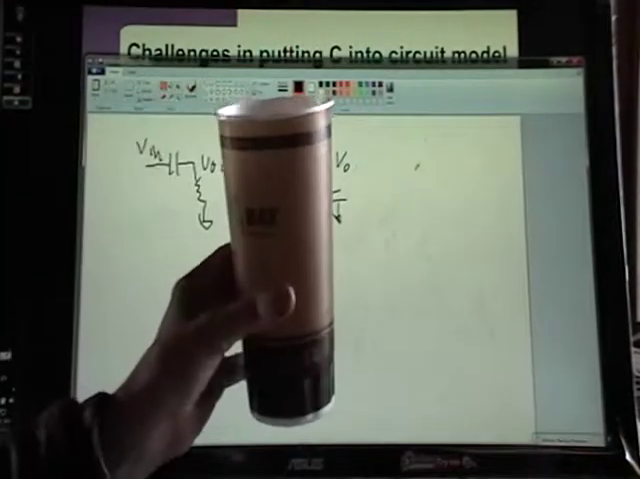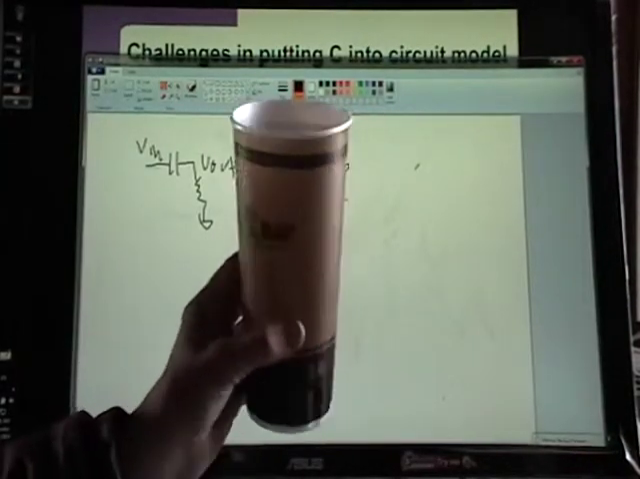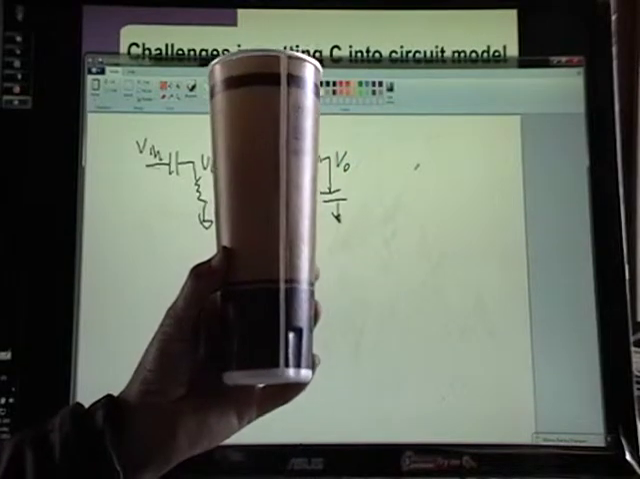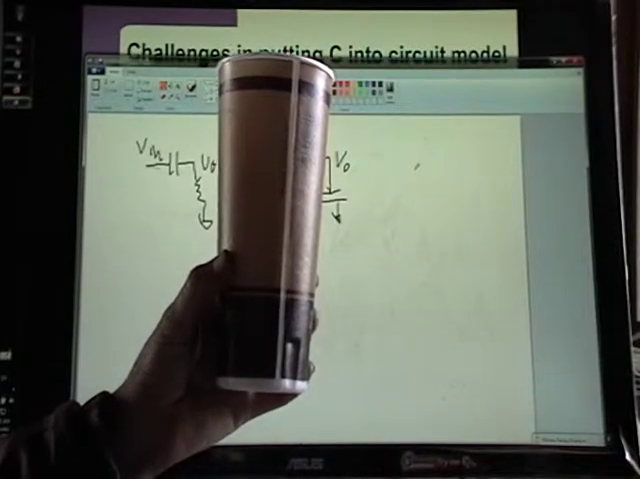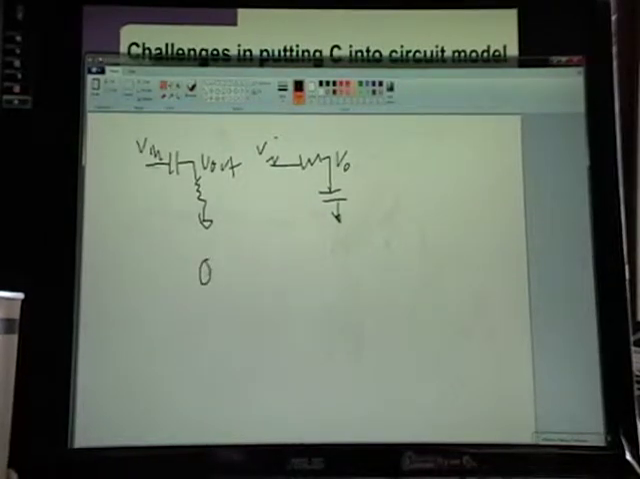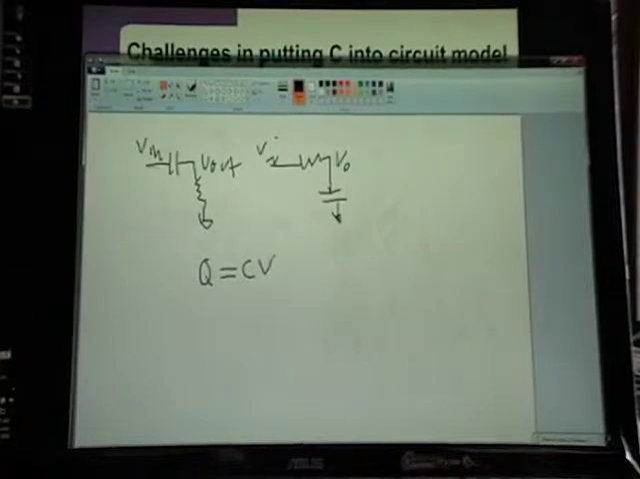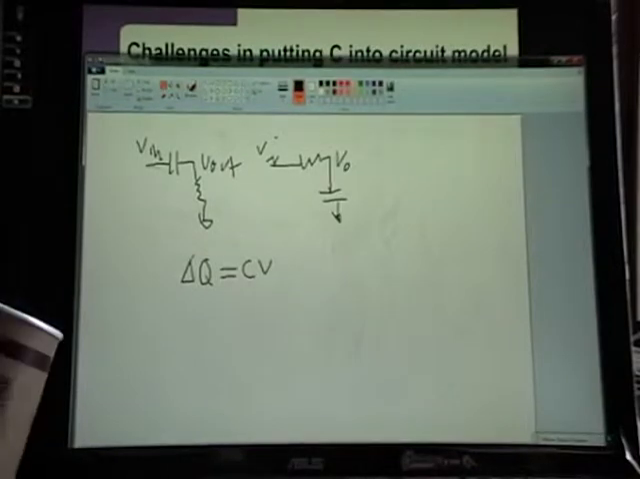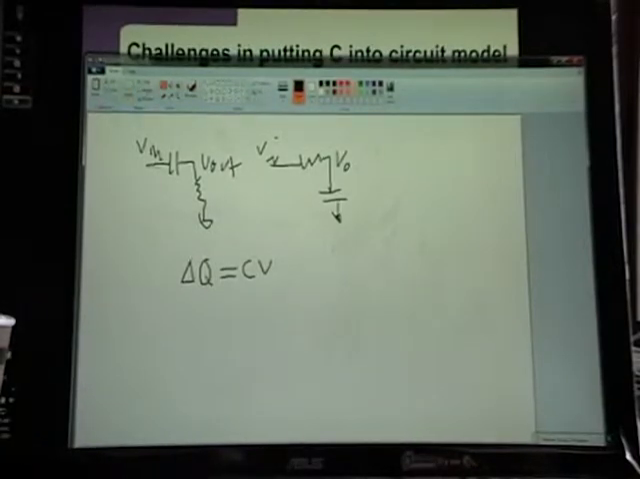So here's a cup. Now, when you think of a capacitor, you've got Q equals CV. And this is another one of those equations where it's easy to have misunderstandings. What's really happening is this is delta Q. It's the difference in charge between the two plates.